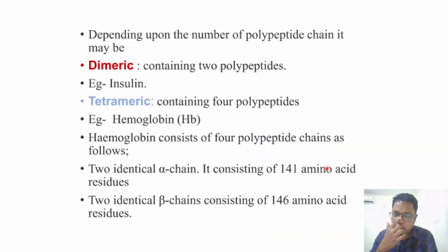Depending upon the number of polypeptide chains, a protein may be dimeric, containing two polypeptides, as for example insulin, or tetrameric, containing four polypeptides, as for example hemoglobin. Hemoglobin has two alpha chains, each consisting of 141 amino acids, and two beta chains, each of 146 amino acids. So these are the examples of the quaternary structure of the protein.